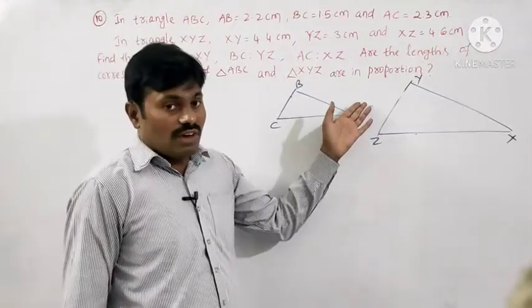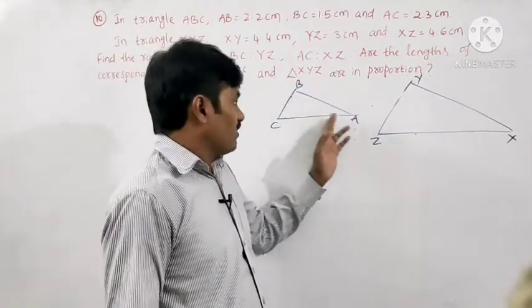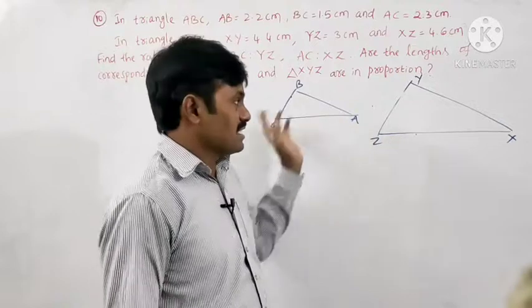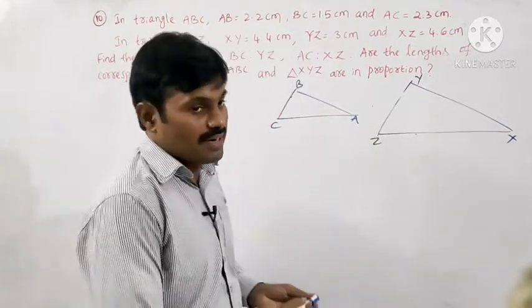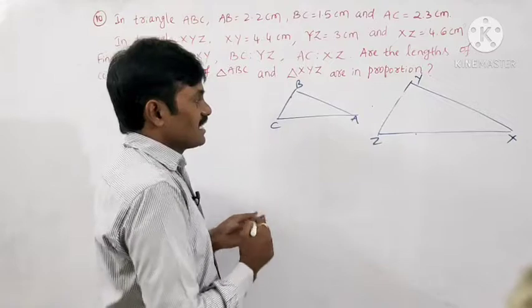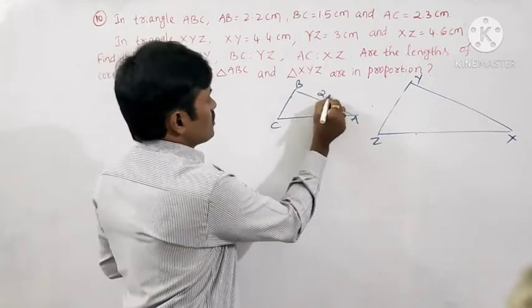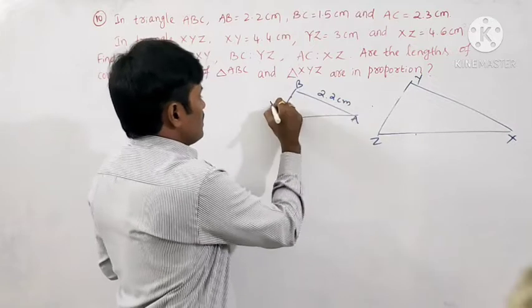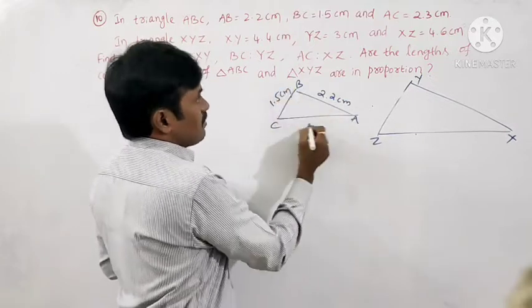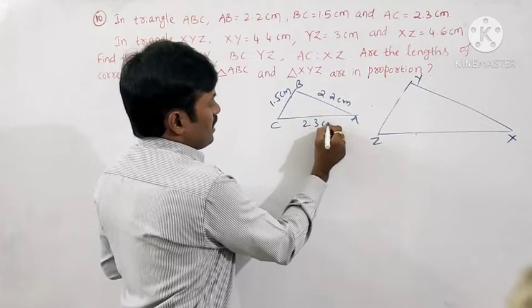So now I am drawing here two triangles, ABC and XYZ. The measurements of these triangles I am writing here. Side AB is 2.2 centimeters, BC 1.5 centimeters, and AC 2.3 centimeters.